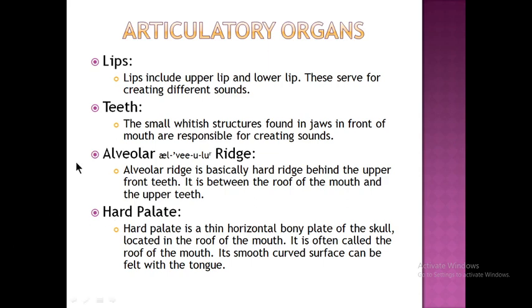Okay, so alveolar ridge. The next part is hard palate. Hard palate is the thin horizontal bony plate of the skull. Yes, this is very much hard, but it looks quite smooth when we take our tongue there. It is located in the roof of the mouth at the very top. It is often called the roof of the mouth. Its mouth-covered surface can be felt with the tongue.